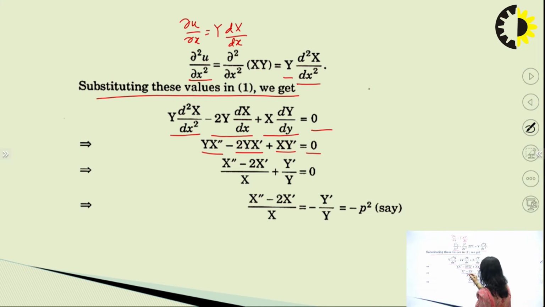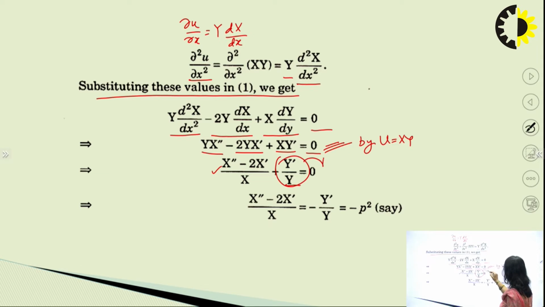So this gives me, if I divide this equation by u equal to XY, x double dash minus 2x dash upon x as one set and y dash upon y as another one. So this equal to 0. So I'll take this entire thing on the right hand side. So I am getting x double dash minus 2x dash upon x equal to minus y dash upon y.